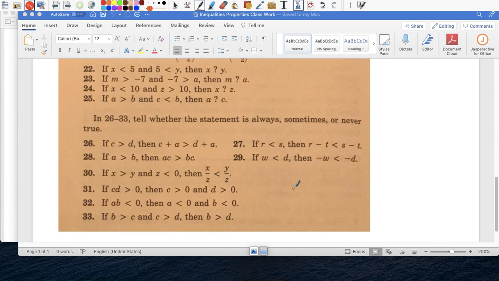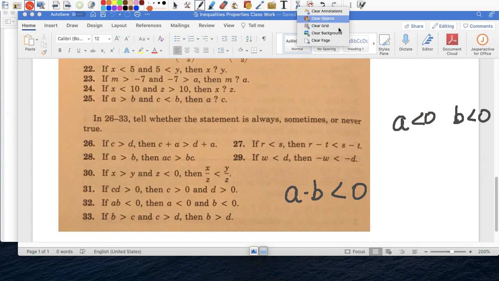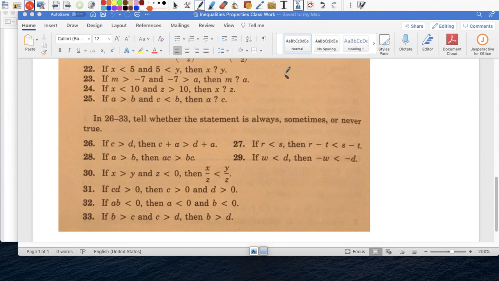32. If A times B is less than 0, then A is less than 0 and B is less than 0. So let's think about that. They're saying that if you take a number represented by A that we don't know, multiplied by a number represented by B that we don't know, the result is less than 0. So basically it's going to be a negative number. Does that mean that A is less than 0 and B is less than 0? Is that true?